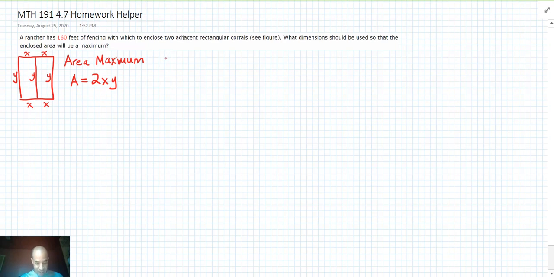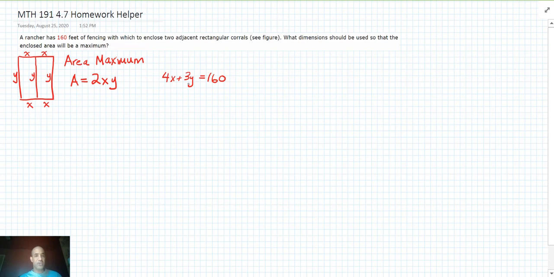The other thing that we want to make sure we do is incorporate the 160 feet, right? This is our restriction. Some people call it the secondary equation. And what this restriction means is that we can't just choose any values for x and y. It has to be that we have 160 feet of fencing, right? So if you think about the total amount of fencing used to make this corral, what you have is 4 lengths of x and 3 lengths of y, right? So 4x plus 3y has to be 160, okay?